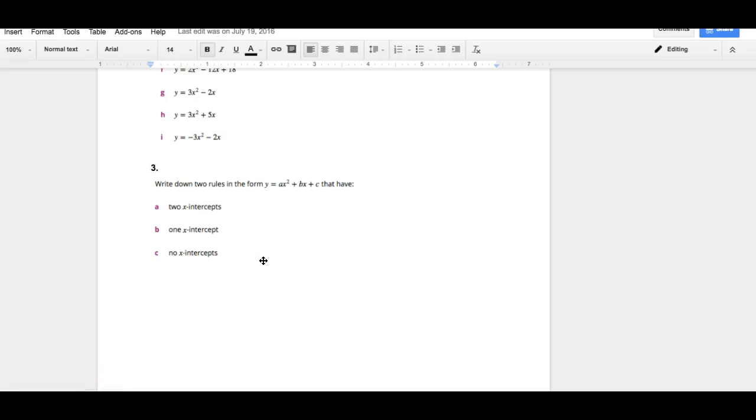All right, then question 3, write down 2 rules in the form y equals ax squared plus bx plus c that have 2 x-intercepts, 1 intercept, and no x-intercept. So when you think about it, your discriminant b squared minus 4ac, if you've got 2 x-intercepts, that has to be greater than 0. So what you might do, instead of having that 0 there, is actually give it a value. So let's just give it positive 10.